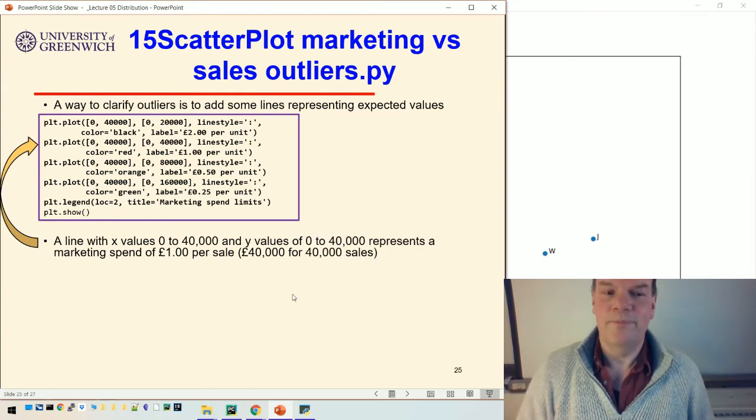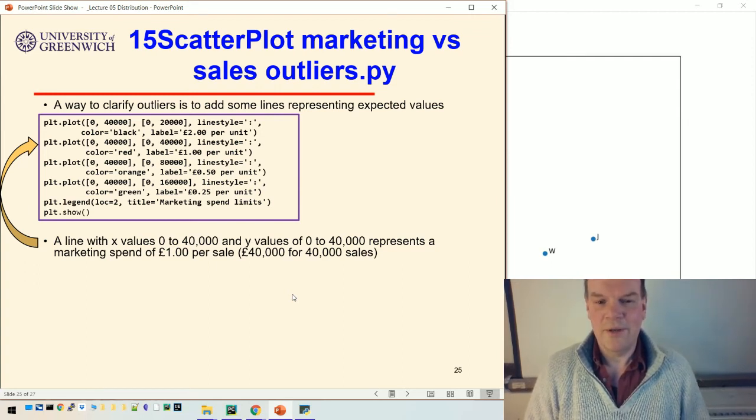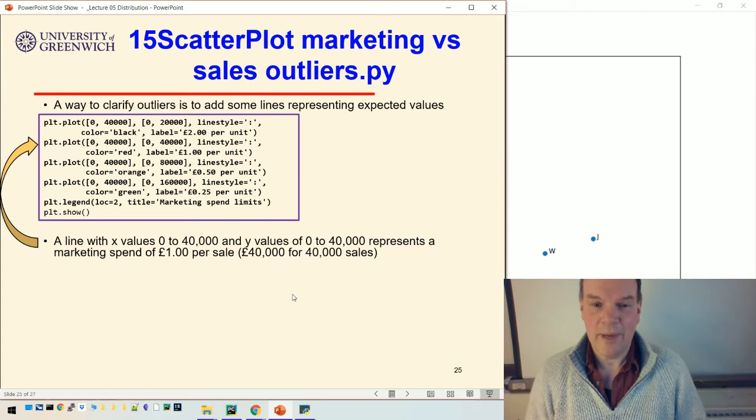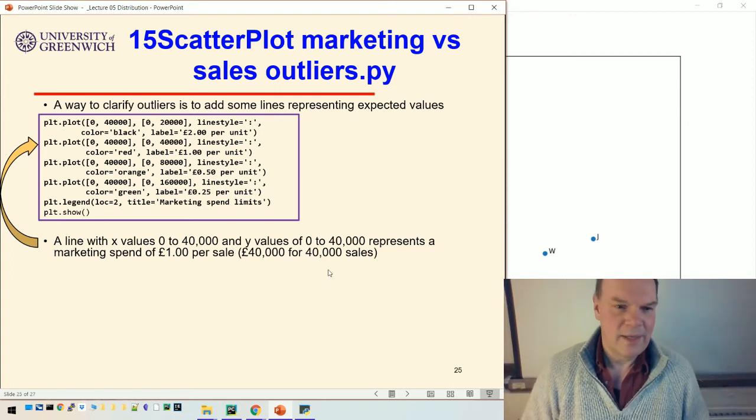If I put a line with X values 0 to 40,000 and Y values 0 to 40,000, that exactly represents a marketing spend of £1 per sale. So £40,000 for 40,000 sales, or £20,000 for 20,000 sales. So that's this line here. That's the red line. Let me highlight the code. It's this line here.